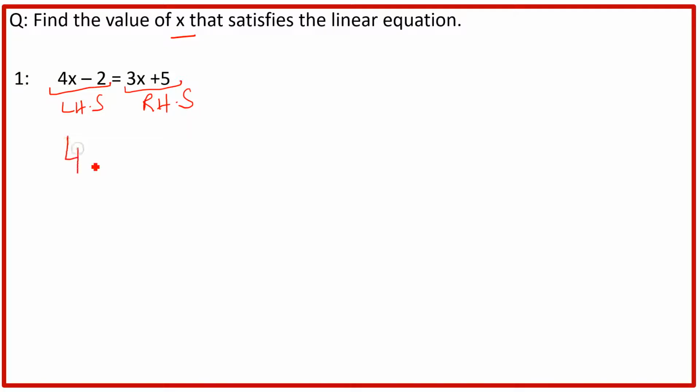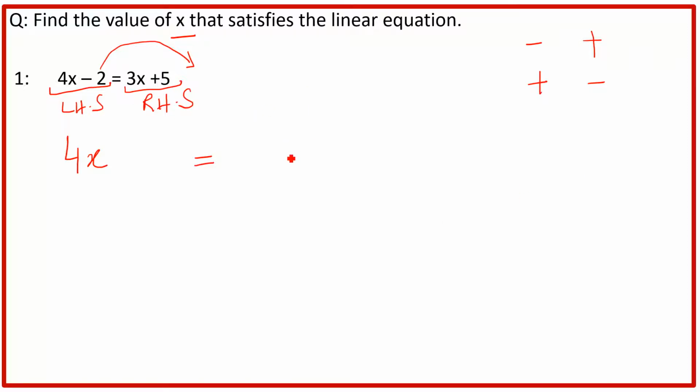So start from here. This is 4x. We will put equal to here. When this negative 2 goes to the other side of the equation, the sign will change. Keep in mind this is called the transpose. When we move the term from one side of the equation to the other side, the sign will change. If it is a negative sign, it will change to positive. If it is positive, it will change to negative. And I will also show you what to do with division and multiplication as well.